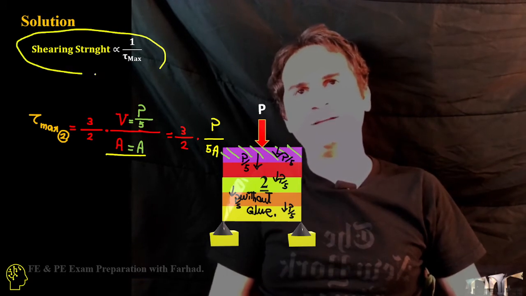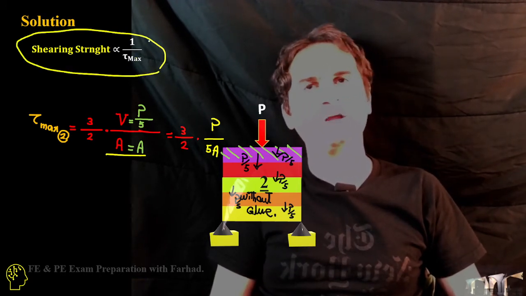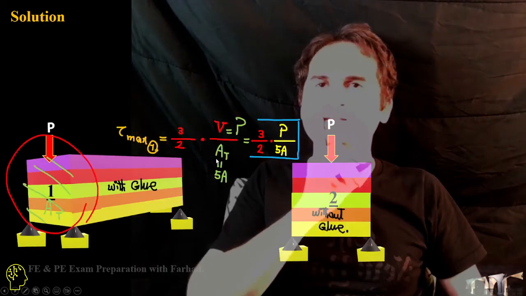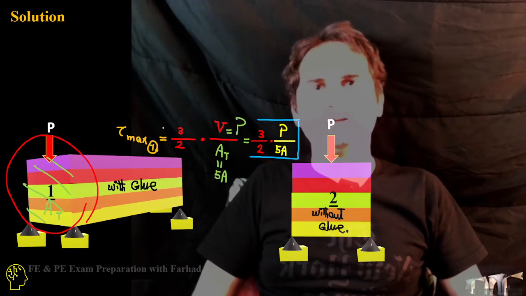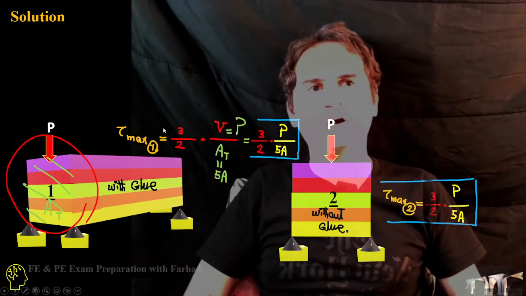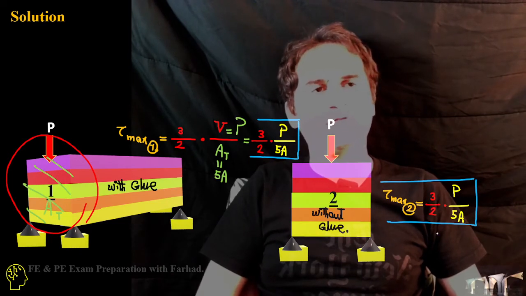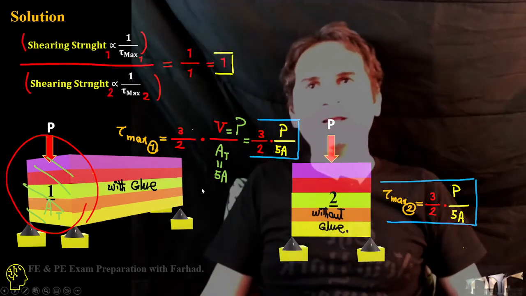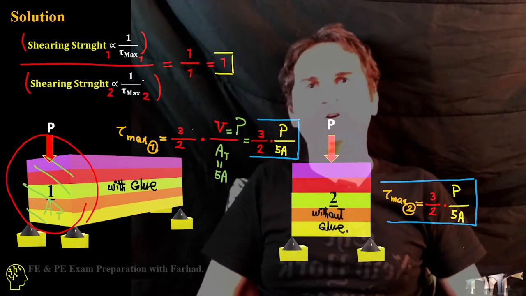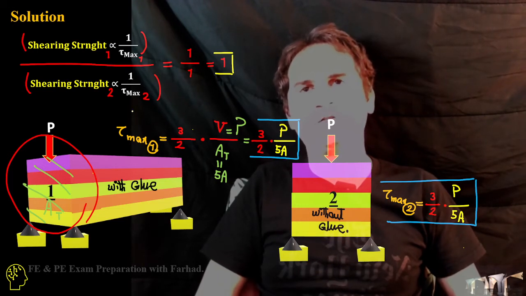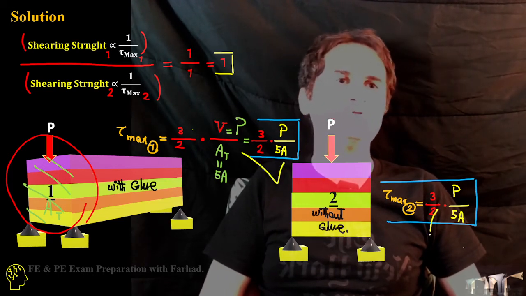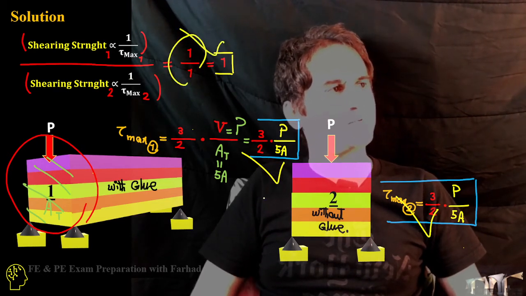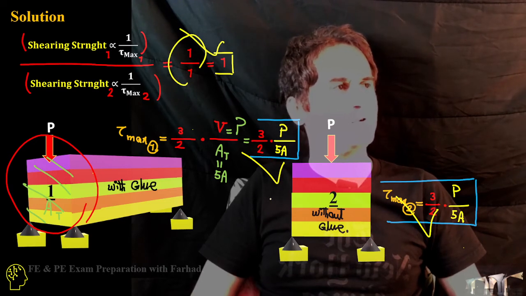Shearing strength has a relation with inverse tau maximum. We'll talk about that later on. In such a case, tau maximum 1 is equal to 1.5 P over 5A. Tau maximum 2 is 1.5 P over 5A. So shearing strength is 1 over tau maximum in case 1 to 1 over tau maximum in case 2. They are equal to each other, so the inverse relations of them are also equal to each other. So the ratio is a numeric value of 1.